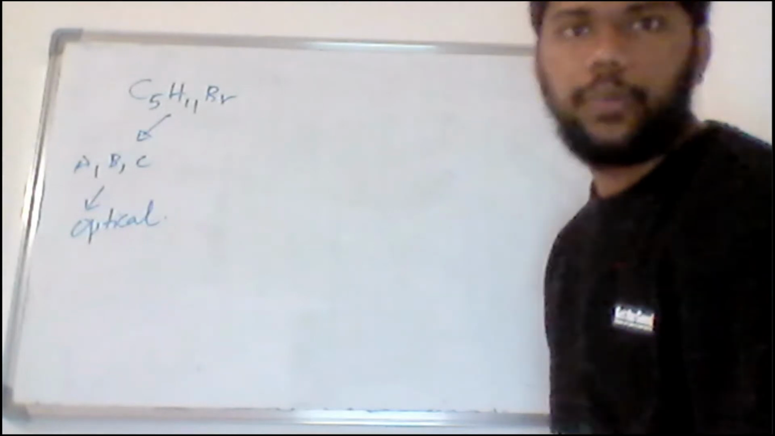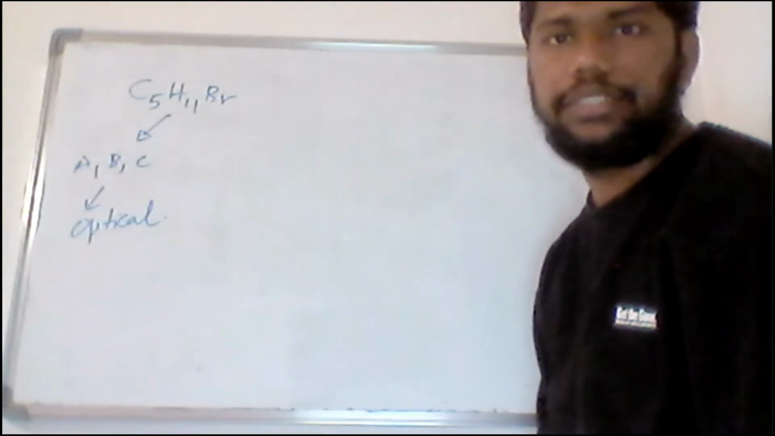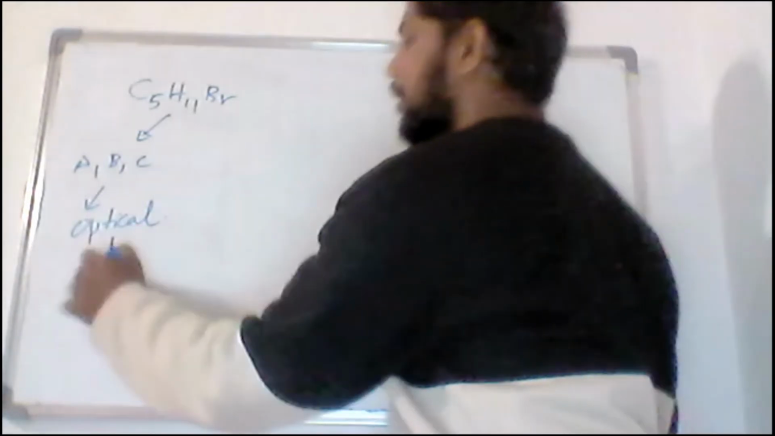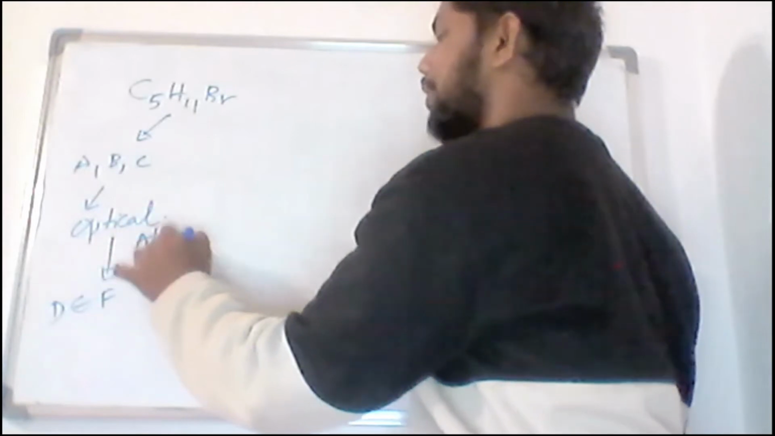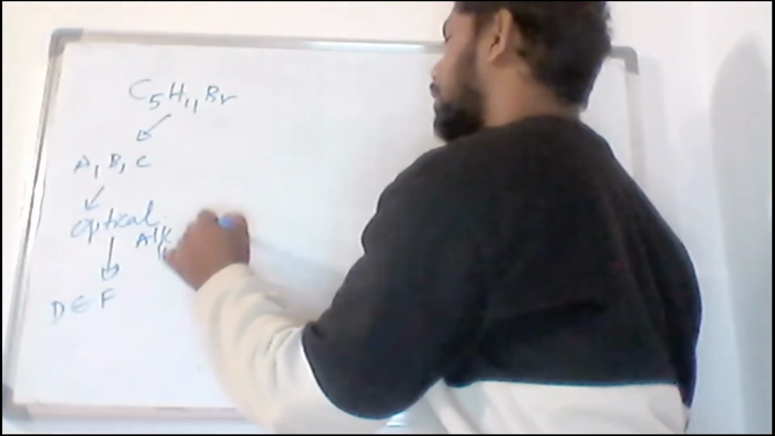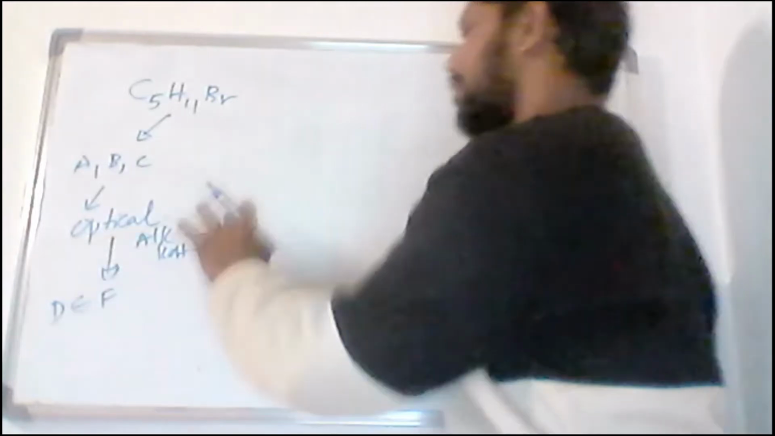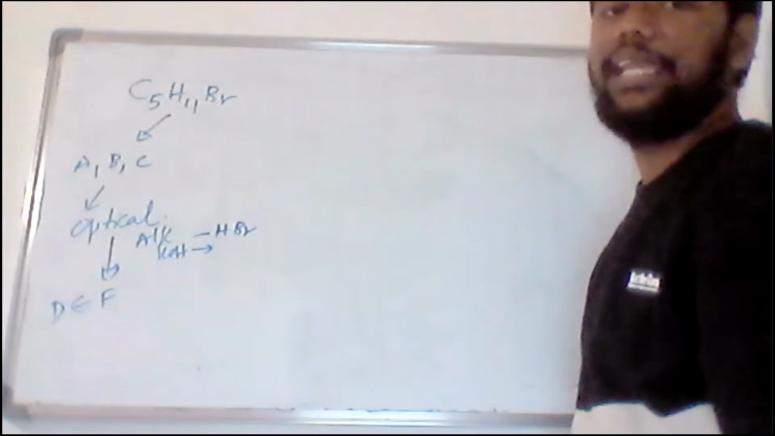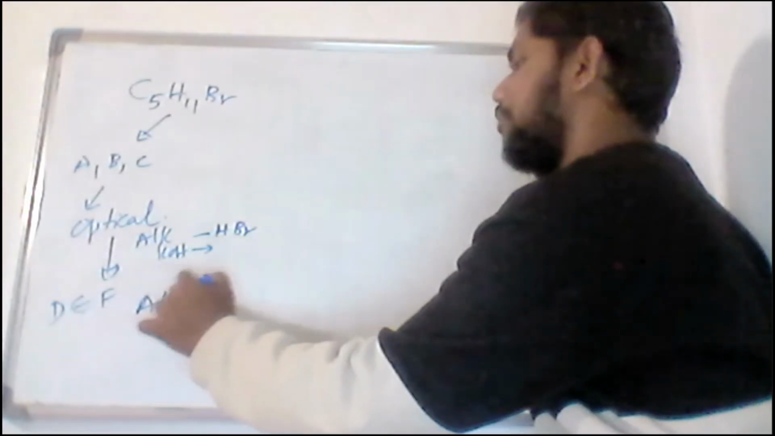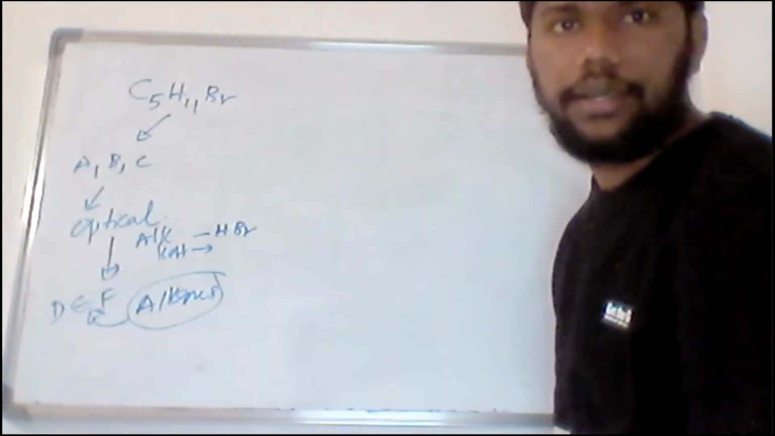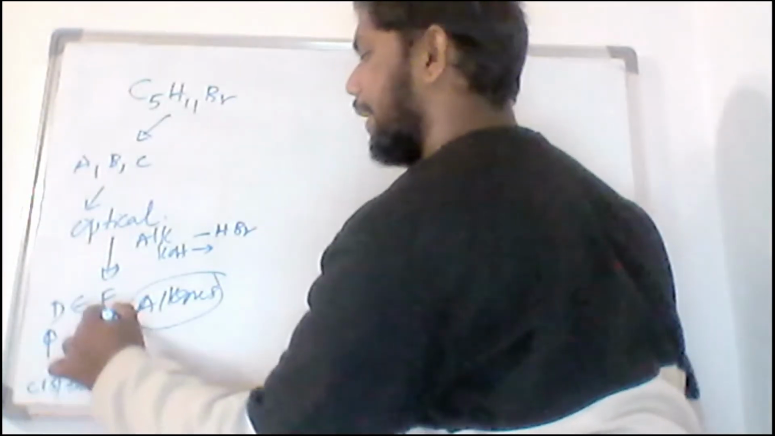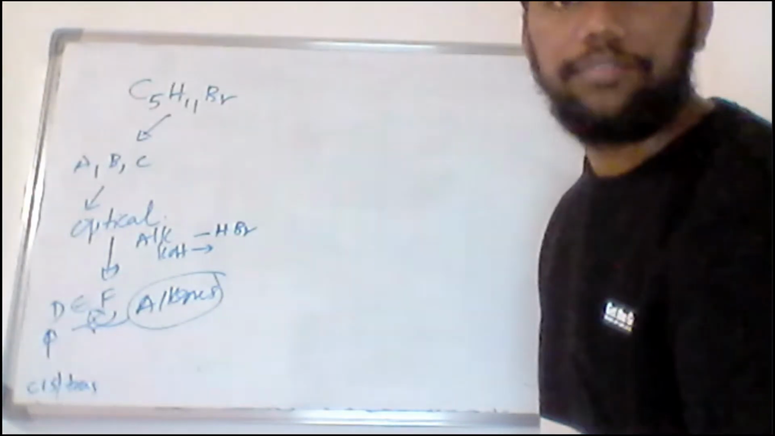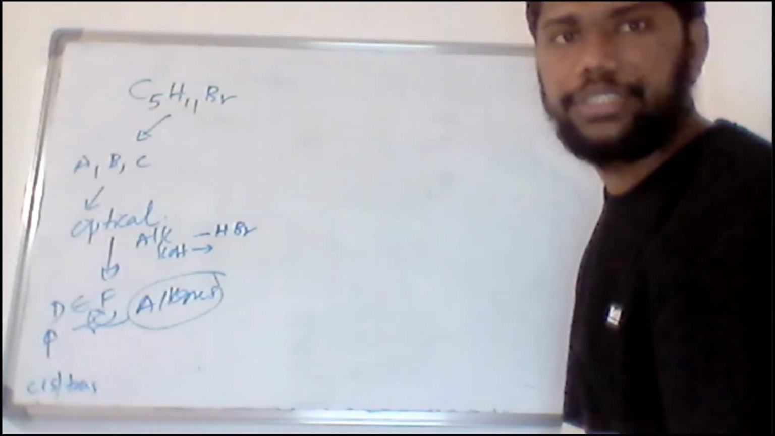And when reacted with alcoholic KOH, ABC gives DEF. When you react with alcoholic KOH, what is going to happen? Elimination, so HBr is removed and an alkene is going to form. So DEF are alkenes. D exhibits geometric isomerism, cis-trans, and E and F do not exhibit geometric isomerism.